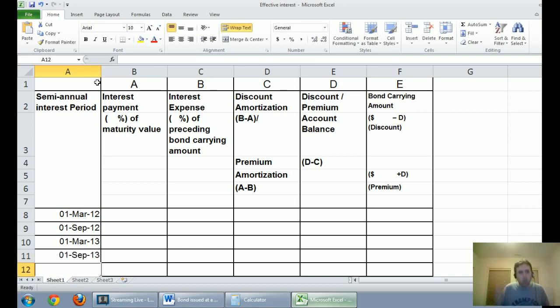This is actually a 20-period bond. This should have 20 lines in it, but I'm just going to stop it there because it would take all day to fill out. It wouldn't take any time in Excel, but it would take all day to fill out on your own.